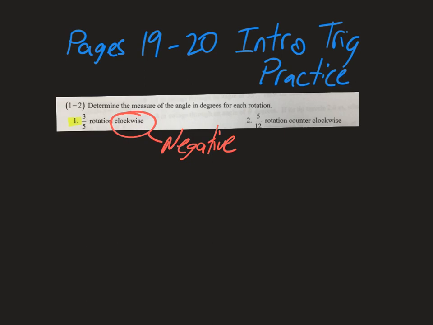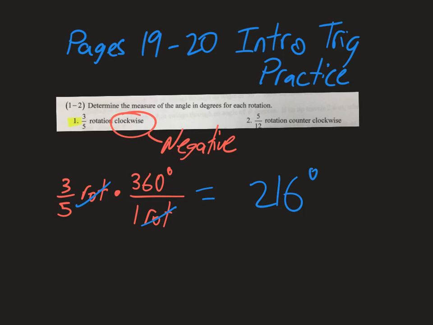So let's actually convert this. We take 3/5, that is rotations, and each rotation is a full circle. So that's 360 degrees for every one rotation. And when I do this, I always like to write my units out. Those are going to cancel each other out, right? When you divide, they cancel. So 3/5 times 360 over 1. And I end up with 216 degrees.